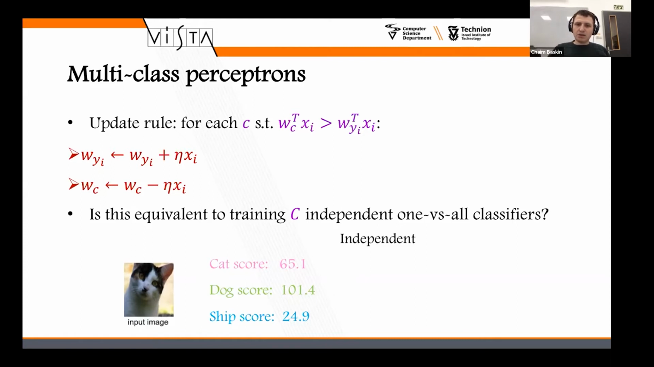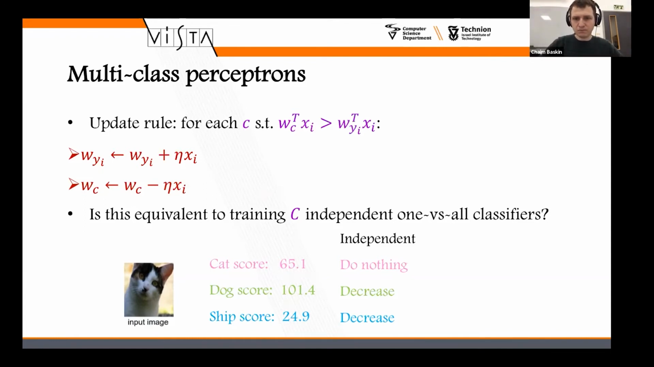Yes. So do nothing for cat, of course, because you classified it right. This is actually a cat. So the classifier should not update on a correctly classified sample, and the dog and sheep scores will be decreased. I don't know who gave the answer, but you're right.